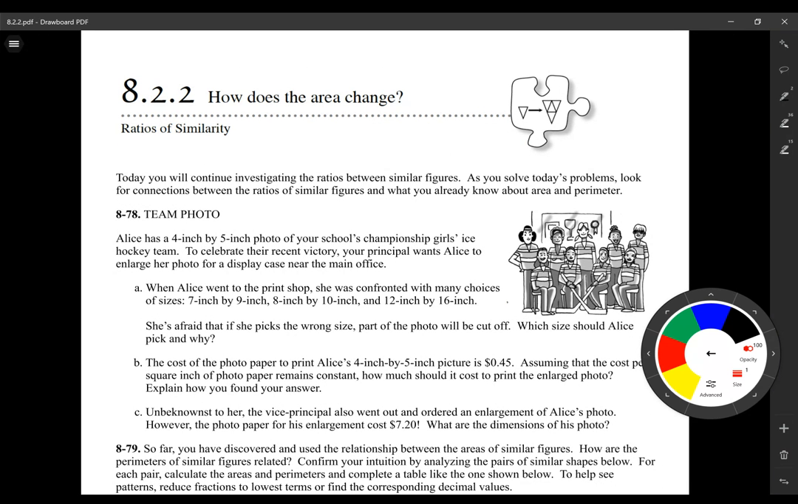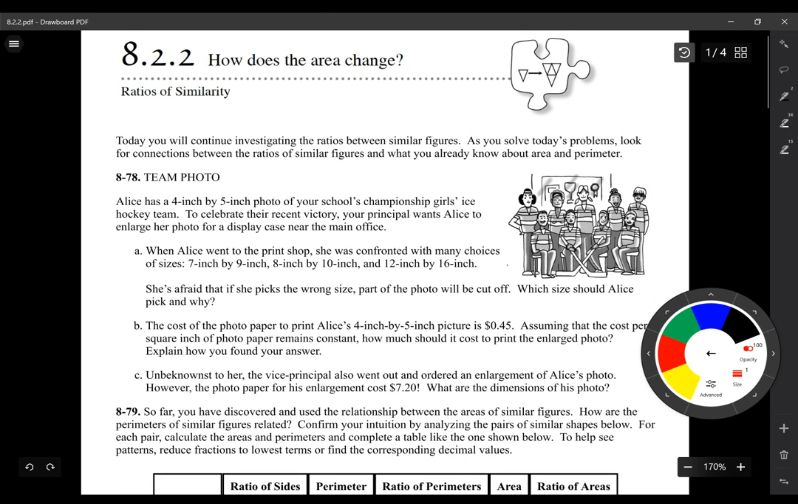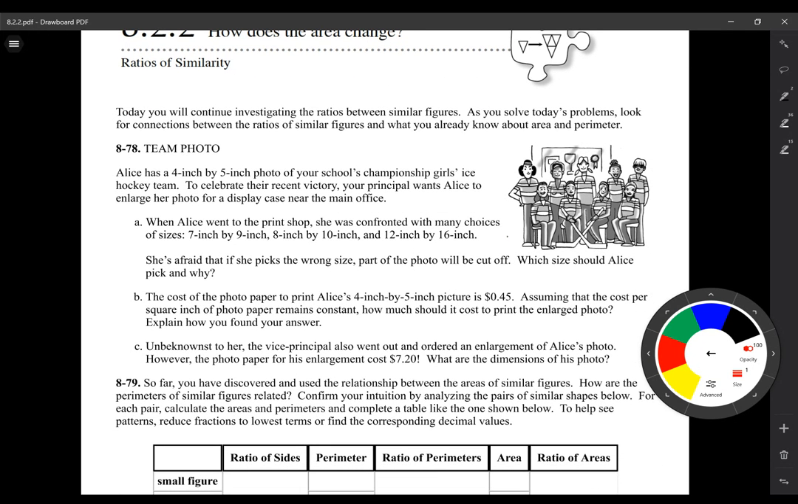The assignment is posted on Google Classroom, but this video is just to review a couple of the questions. You have to answer 878, the team photo question, and 879. 878 is just talking about similar figures and which types of shapes are similar and which ones are not.